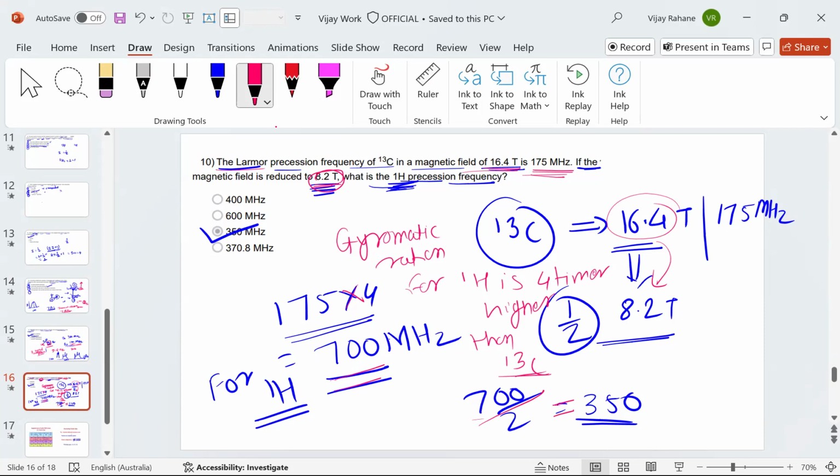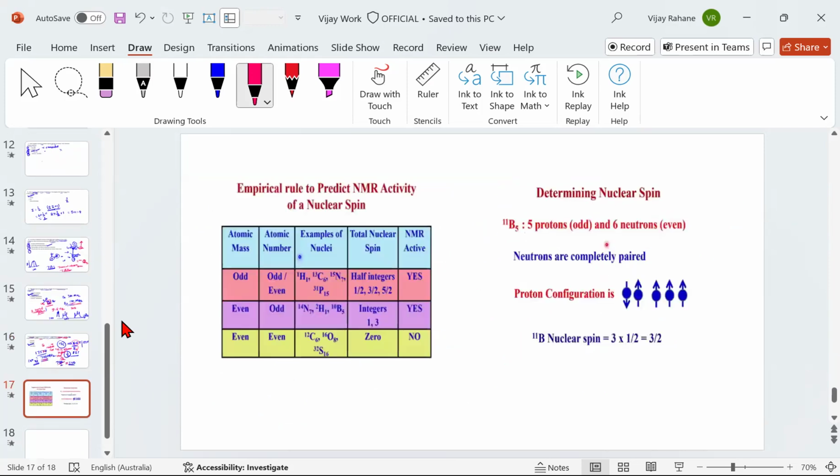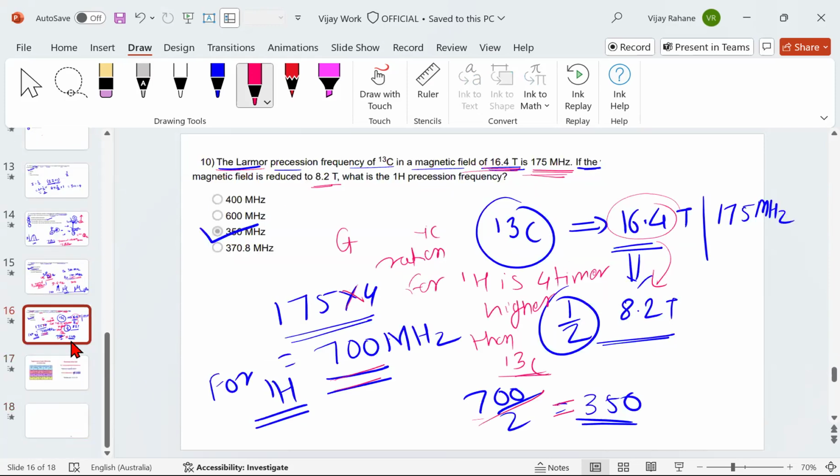Okay, sir. Now I clearly understand. Yeah, so it has a relation because of the gyromagnetic ratio. That's why I have multiplied this by 4. So anything else? This is the one problem that someone had asked initially, right? Yes, sir.